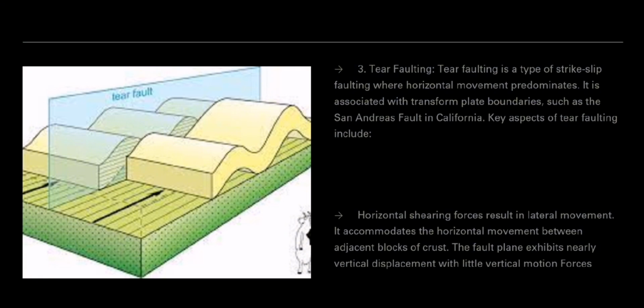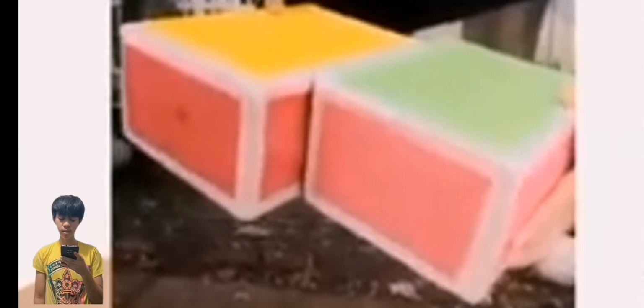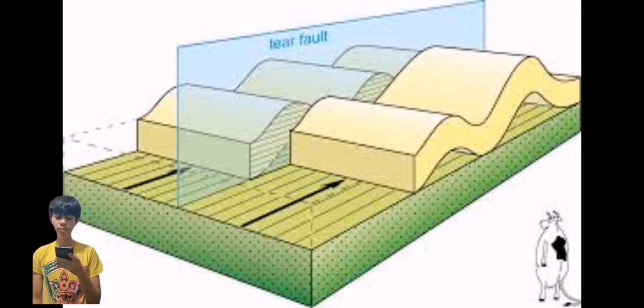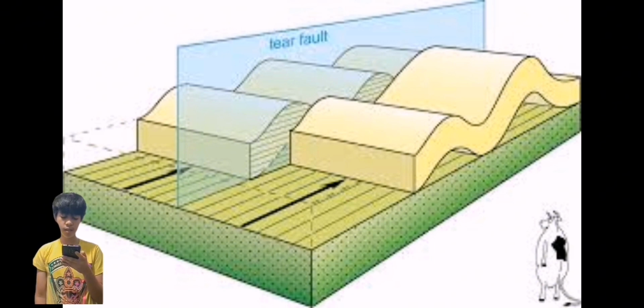Tear faulting. Tear faulting is a type of strike-slip faulting where horizontal movement predominates. It is associated with transform plate boundaries such as the San Andreas Fault in California. Key aspects of tear faulting include: horizontal shearing forces result in lateral movement. It accommodates the horizontal movement between adjacent blocks of crust. The fault plane is nearly vertical, with little vertical motion.